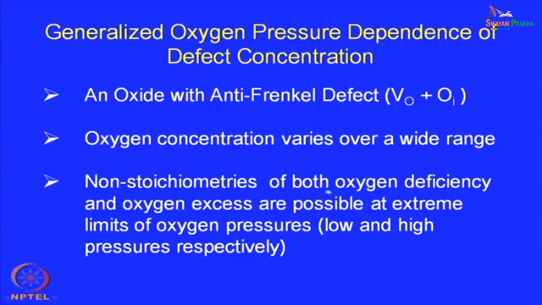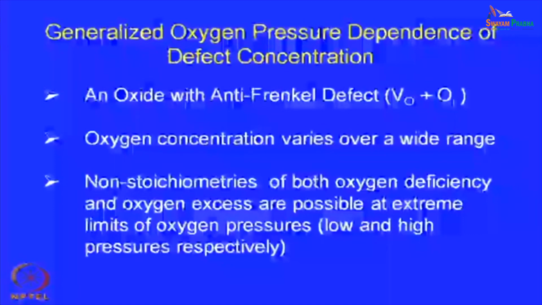Non-stoichiometries of both oxygen deficiency and oxygen excess are possible at extreme limits of oxygen pressure, low and high pressures respectively. We have seen in some cases oxygen vacancies are there, in some cases metal vacancies are there, but we have not seen any situation where oxygen vacancy and oxygen interstitials are present in the same system. Normally it is not a very usual system.